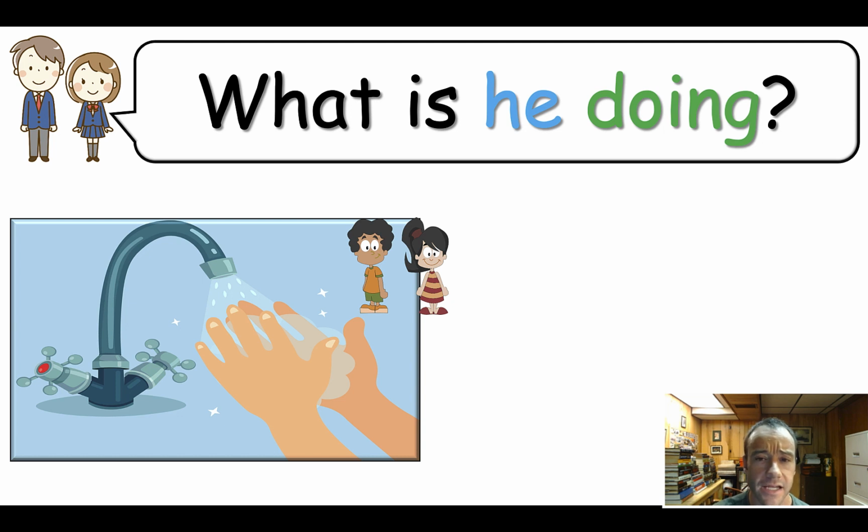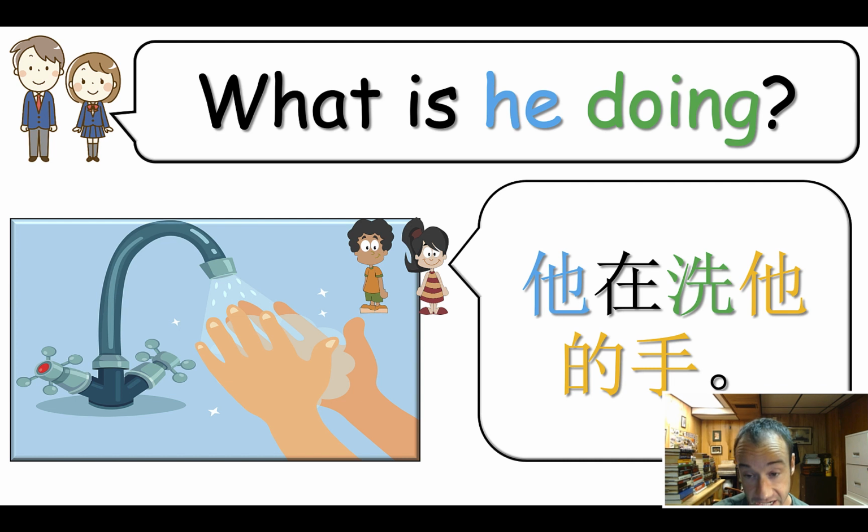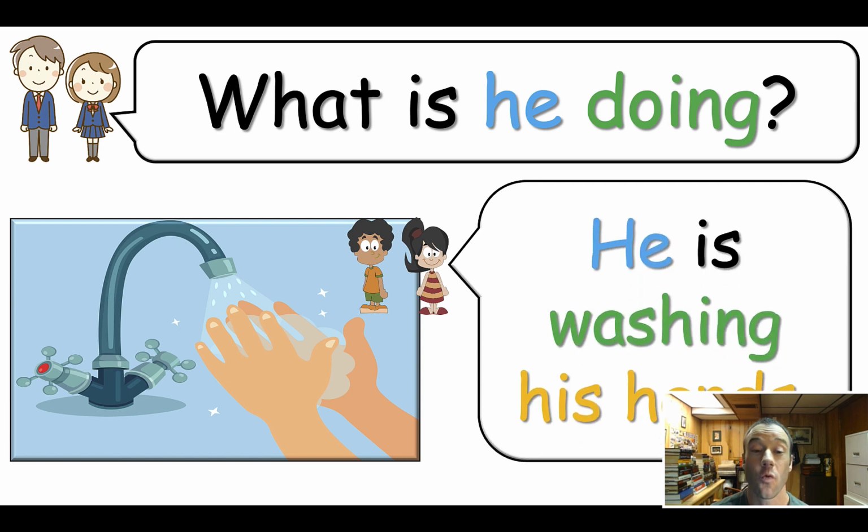What is he doing? He is wash hands. No, he is washing his hands. He is washing his hands. Some of them might want to say he is washing hands. It sounds weird in English, okay? You should say he is washing his hands, okay? We always say his or your or my or her, okay?